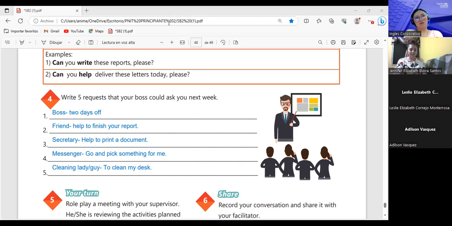Si se fijan, ocupamos ya otra estructura dentro. I need to. Or I have to. Dentro de una petición, ocupamos el need to and have to. Y suena un poco más, para mí, la urgencia de las solicitudes inmediata. I need to, I have to. So don't forget about that, please. I really like that one, Leslie.